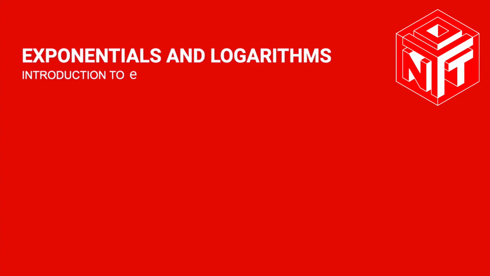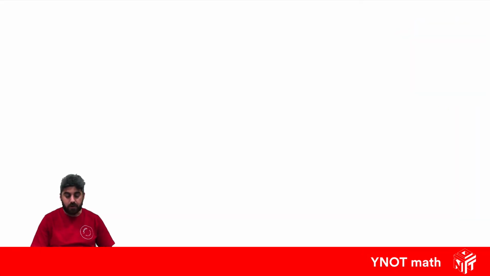Introduction to e. So e is an irrational number just like pi, and it's approximately 2.718281828 and so forth forever and ever. But why this number in particular?